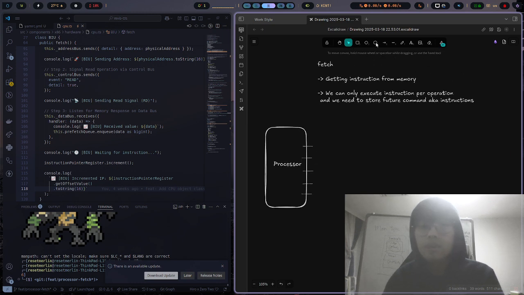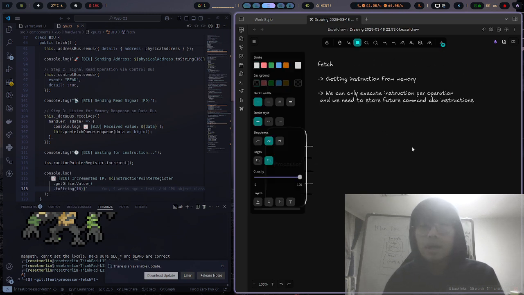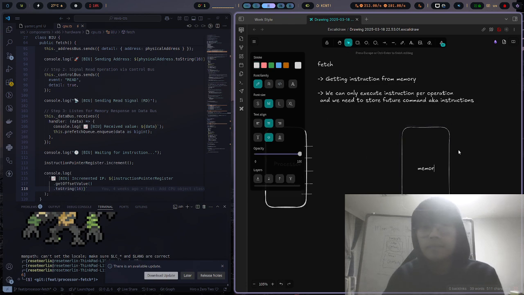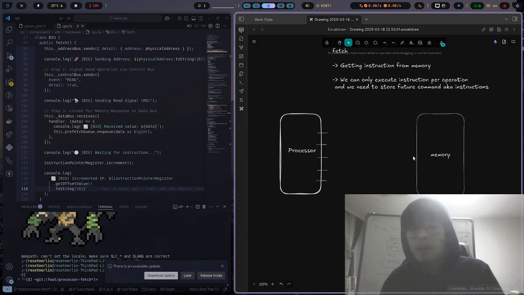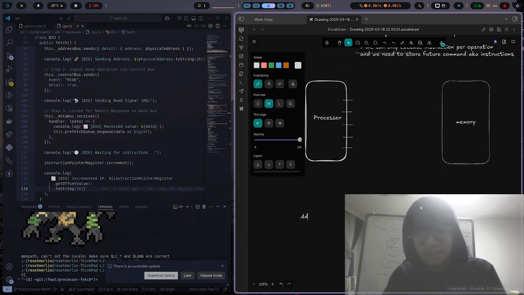So there are pins, and to simplify, there's such a thing as memory. To connect this processor to the memory, you have to understand the address lines. What are address lines?